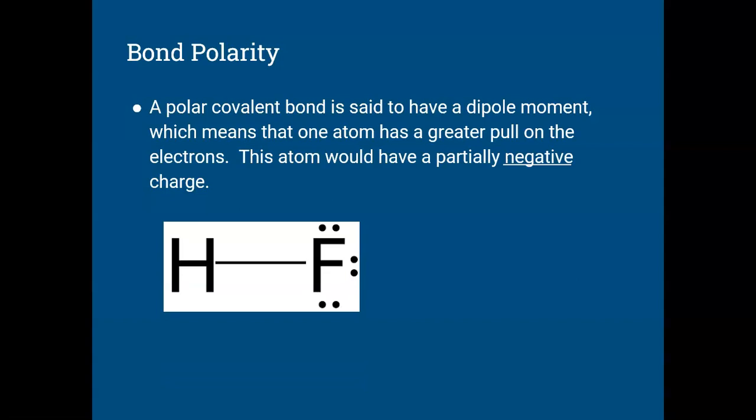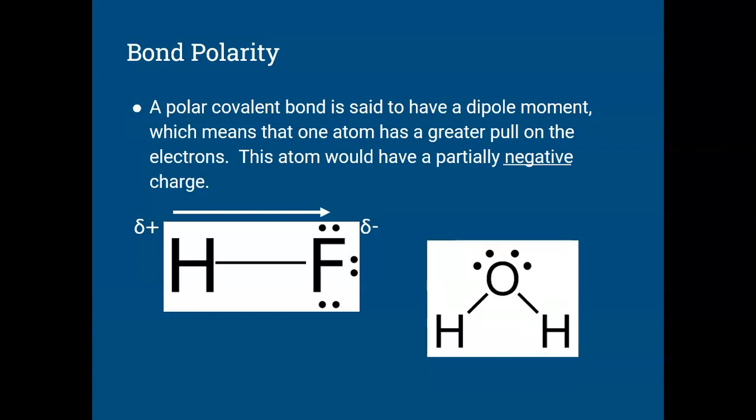Now, fluorine is more electronegative than hydrogen, so the dipole moment would be going in the direction of fluorine. Fluorine would have a greater pull on the electrons. So we would see that fluorine has a partial negative charge and hydrogen has a partial positive charge. And that's the symbol that we use to represent partial. Now in water, there's two dipole moments. Oxygen's more electronegative than hydrogen. So oxygen would get a partially negative charge and each hydrogen would have partially positive charges.